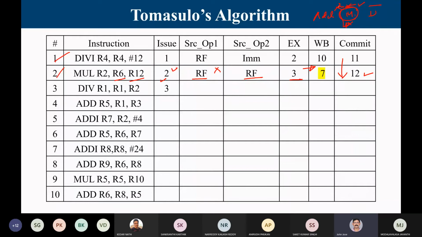Now let us go to 3. So at 3, the issue of the next division is also given. Here, what is the peculiarity? R1 and R2 are the operands, and it's a division operation. And where will I get R2? R2 I will get from the result of M2. By what time is R2 available? R2 will be available in the CDB at 7. So this can start only at 8 at the earliest.